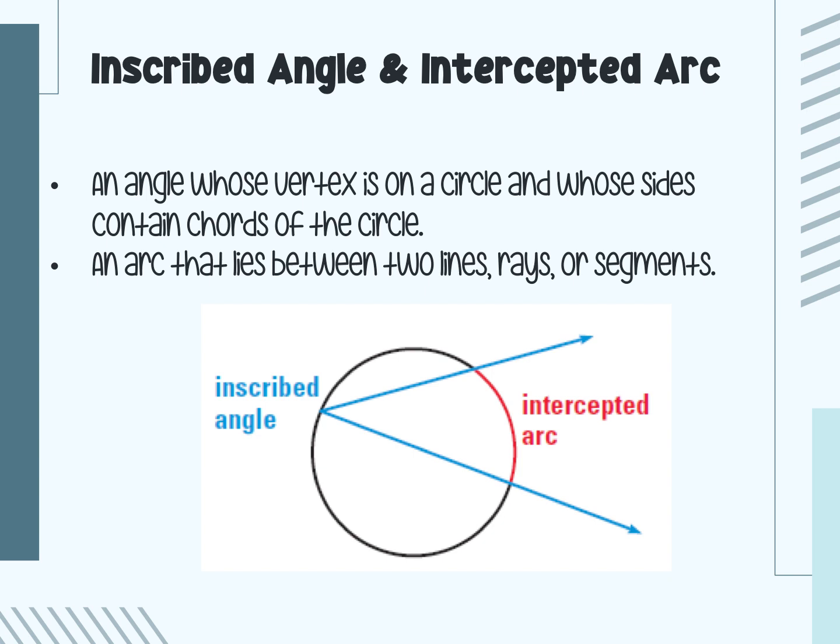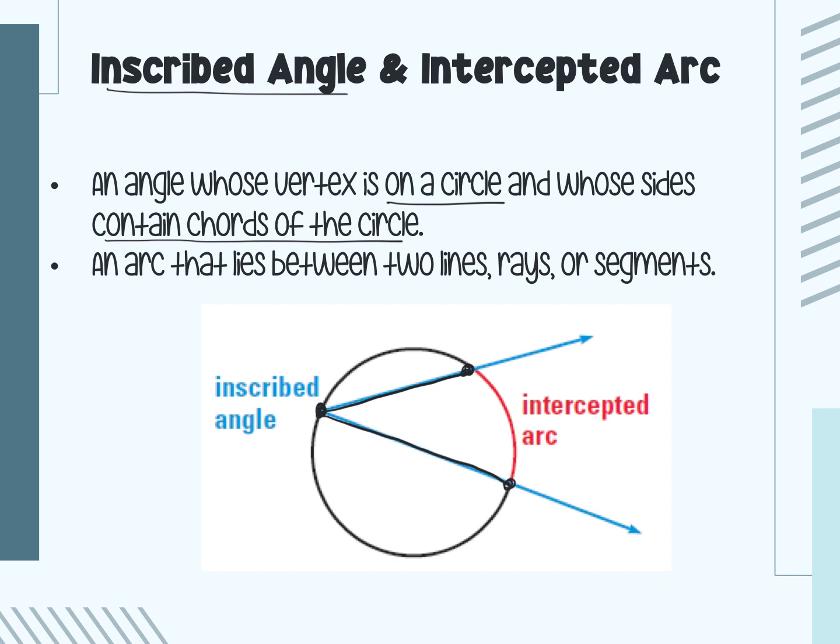So an inscribed angle is an angle whose vertex is on a circle and whose sides contain chords of a circle. So an inscribed angle is basically what you see here in blue. Notice that the vertex is on the circle, and notice that the sides of the angle have these chords within them, right? That form part of the sides of the angle. So that's what an inscribed angle is.